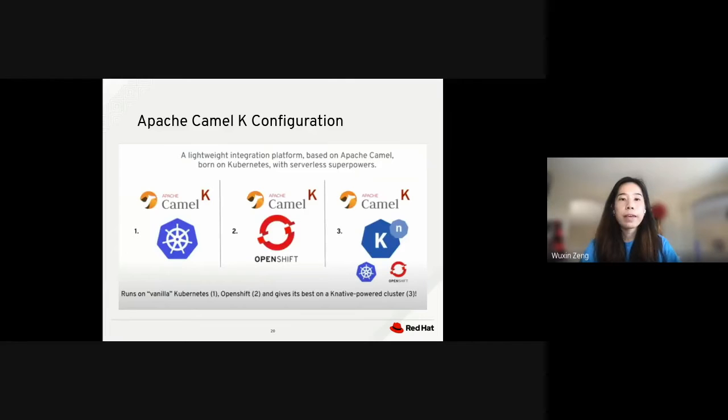So, Apache Camel K configuration. In order to run Camel K, you'll need access to a Kubernetes or OpenShift environment. However, Camel K works best when it's run natively on Knative. Knative is a simple pre-built component to publish and subscribe from the event mesh.